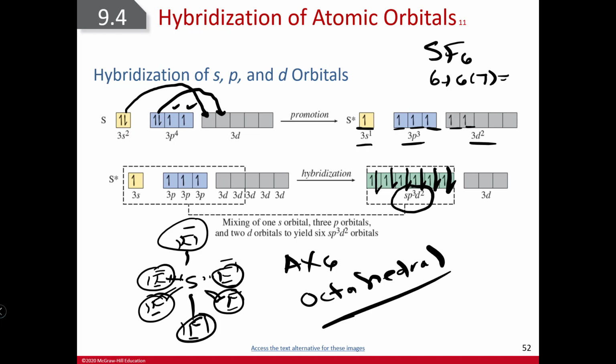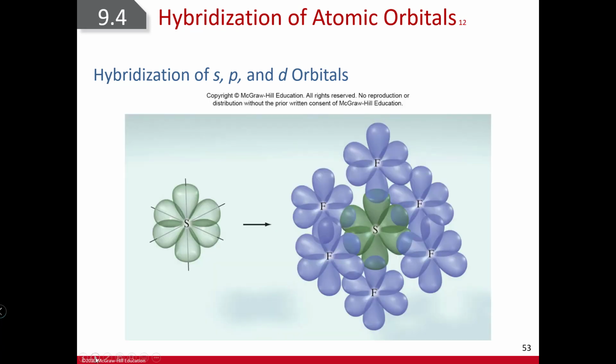sp3d2. Hybridization has to occur here for this to work out. So there's what it looks like. Taking the sulfur, we've combined 6 fluorines to it, SF6. So I don't know why they didn't do that. I would write the chemical formula here, SF6.